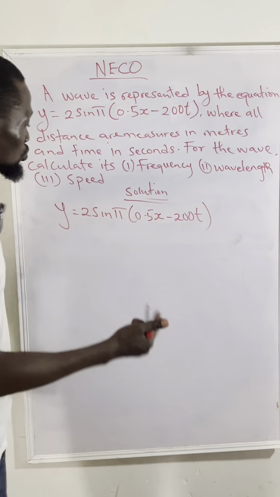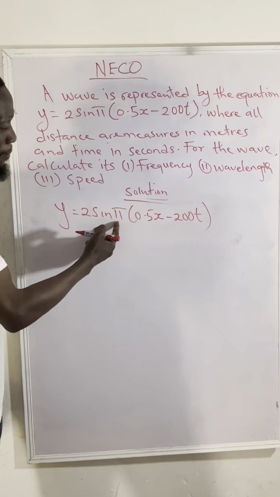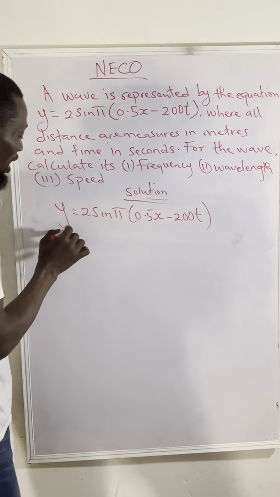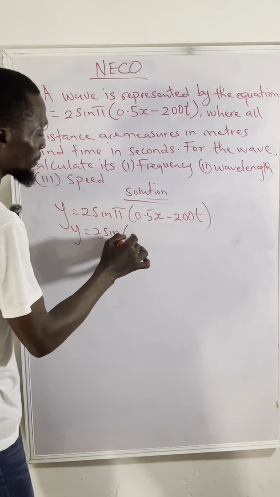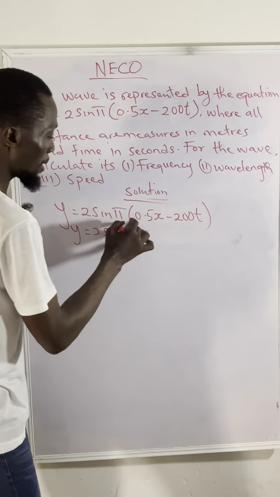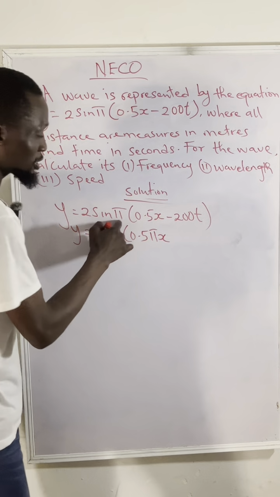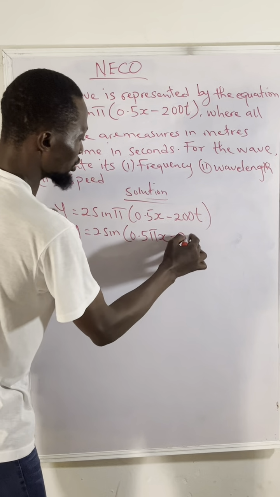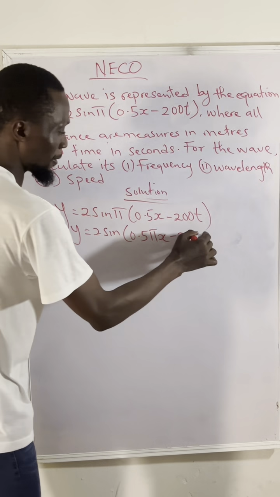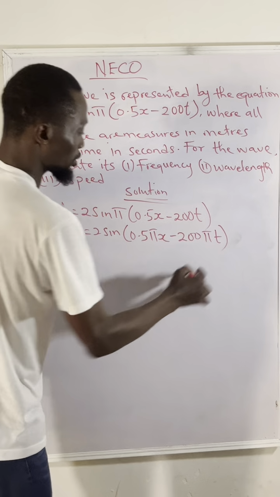The next thing I'm going to do is use this π to open the bracket. So I have y = 2 sin(0.5πx − 200πt). I'm using this π to open the bracket.